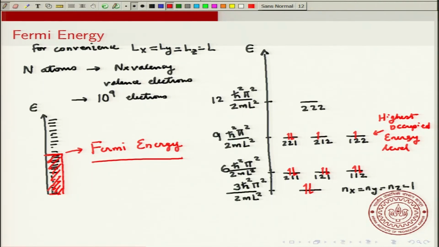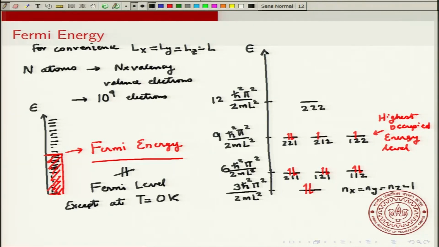Okay. This is called the Fermi energy. Now, I think it is rather important to distinguish this from the Fermi level. Strictly, this is not equal to the Fermi level, except at T equal to 0 Kelvin, and we will see this as we go along.